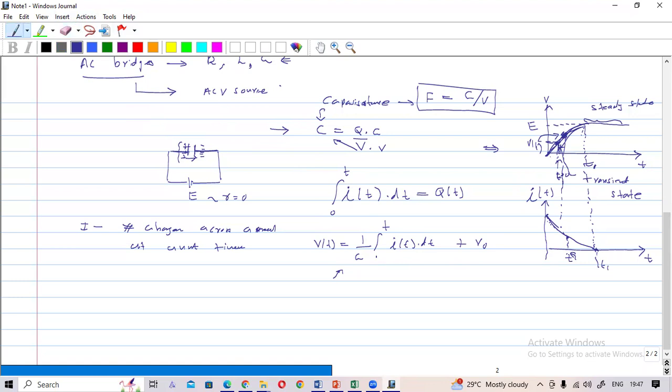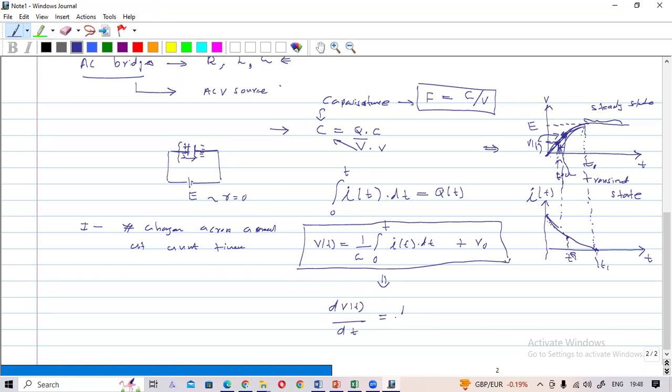I'm not going to explain these things much. I hope you have already learned this. So this is one equation for the capacitor. If the capacitor is initially not charged, this V naught will be 0. And if you get the derivative of this expression, then you have to derive this V(t) by dt.